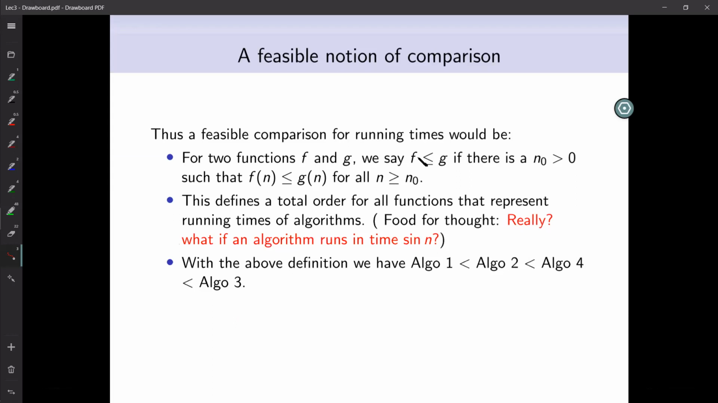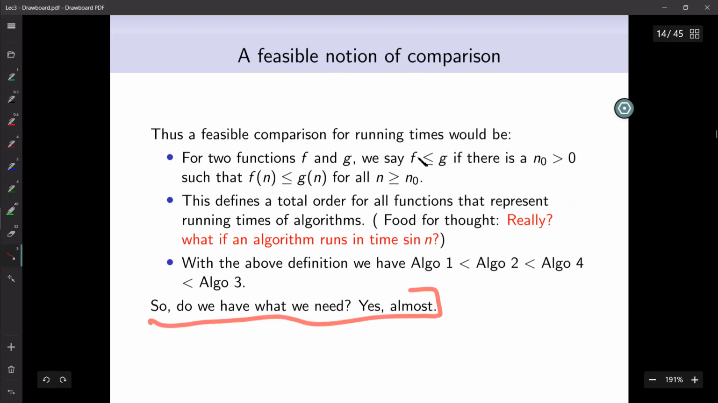Now with this definition, we have a clear comparison between the four algorithms whose running times we have discussed. Clearly algorithm 1 is dominated by algorithm 2, algorithm 2 is dominated by algorithm 4, and algorithm 4 is dominated by algorithm 3. So algorithm 1 would be the fastest with respect to our definition. So aren't we done? We have a method of comparison, right? Yes, we are almost done.